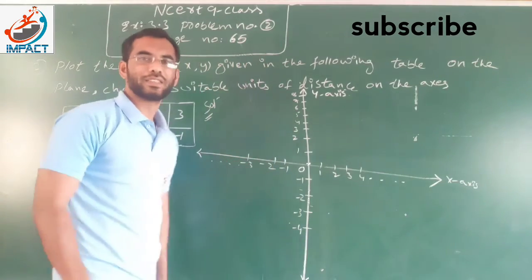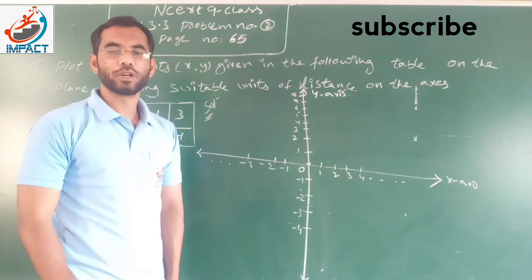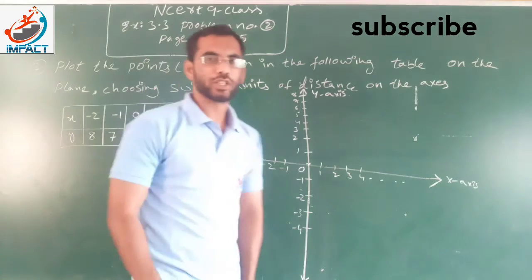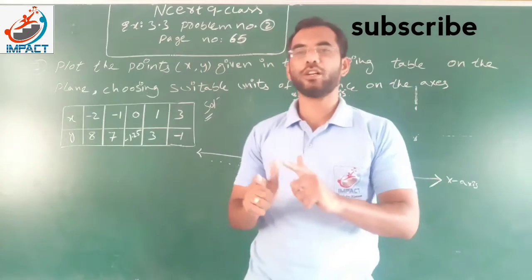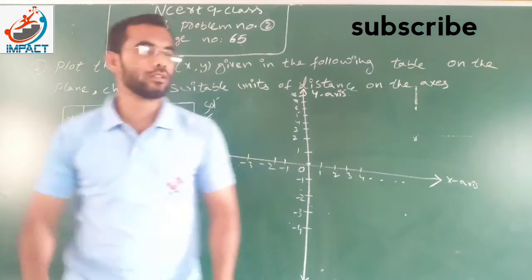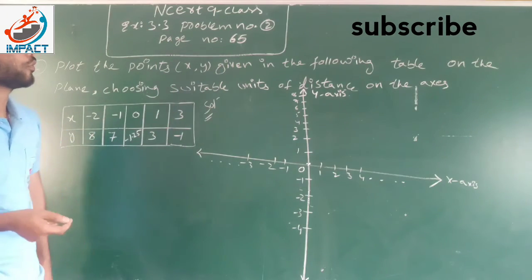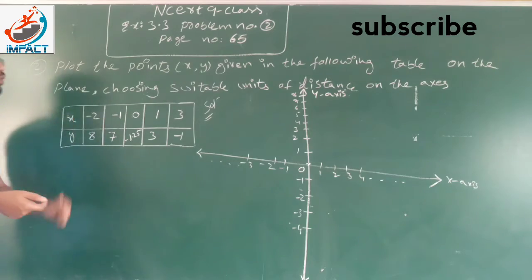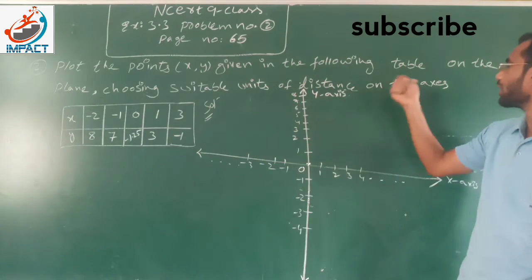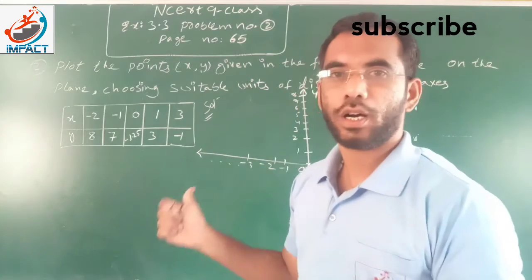I am going to explain NCERT 9th class exercise 3.3, problem number 2, which is on page number 65. In the question it says it will be better to use a graph for this one. The question says, plot the points (x, y) given in the following table on the plane. Choose suitable units for the distance on the axis.